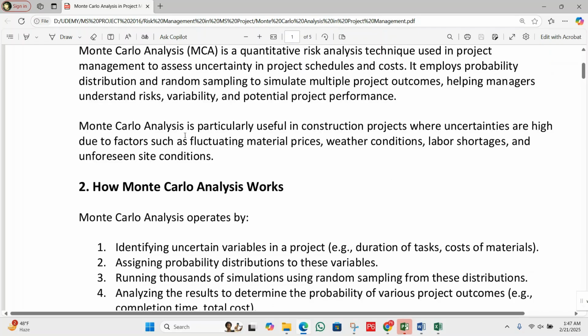Monte Carlo analysis is particularly useful in construction projects where the uncertainties are high due to factors such as fluctuating material prices, weather conditions, labor shortage, and unforeseen site conditions.